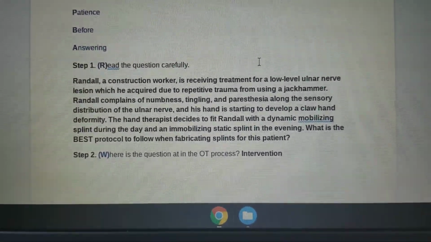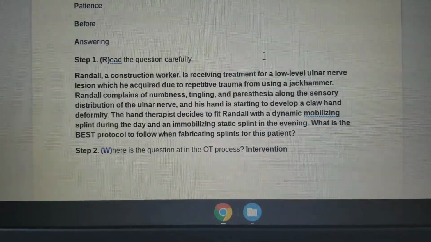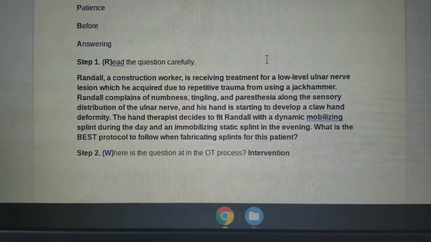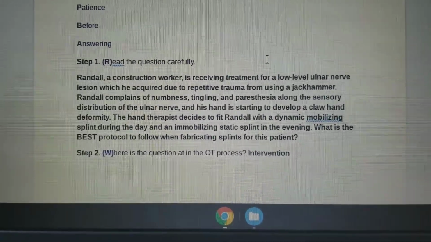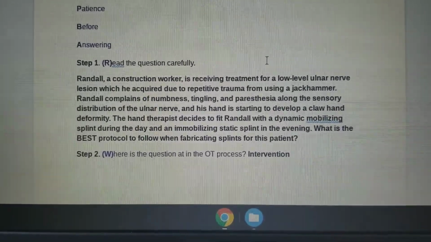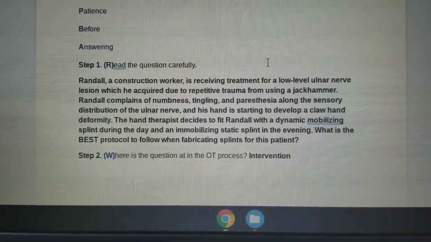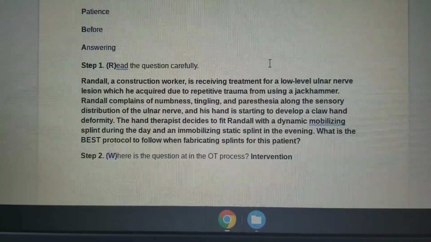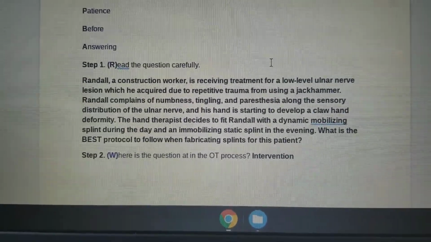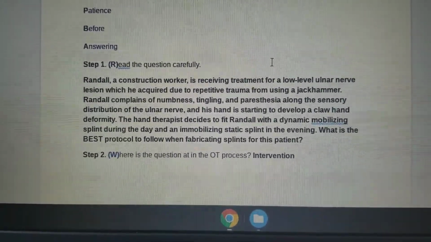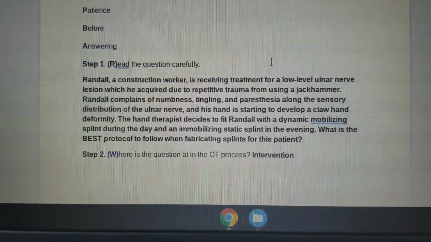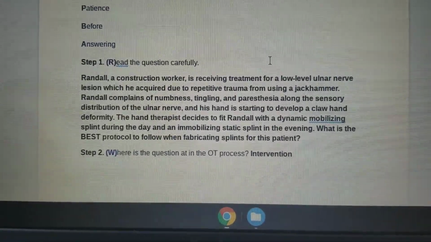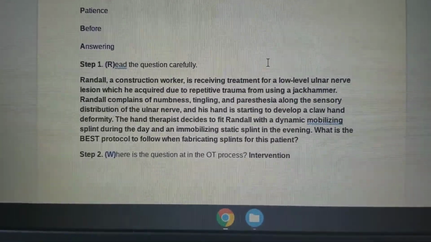So here's the question. Randall, a construction worker, is receiving treatment for a low-level ulnar nerve lesion, which he acquired due to repetitive trauma from using a jackhammer. Randall complains of numbness, tingling, and paresthesia along the sensory distribution of the ulnar nerve, and his hand is starting to develop a claw hand deformity. The hand therapist decides to fit Randall with a dynamic mobilizing splint during the day and a mobilizing static splint in the evening. What is the best protocol to follow when fabricating splints for this patient?